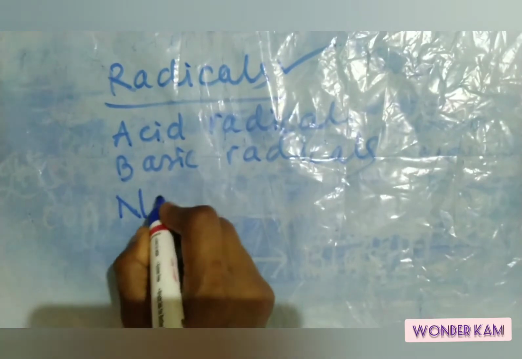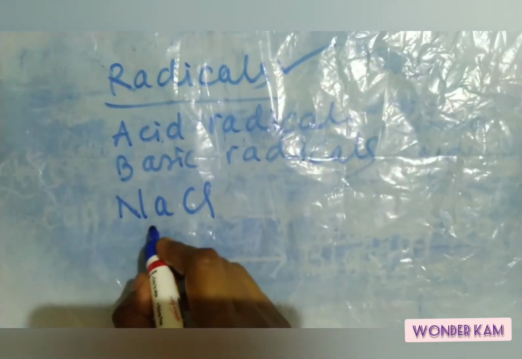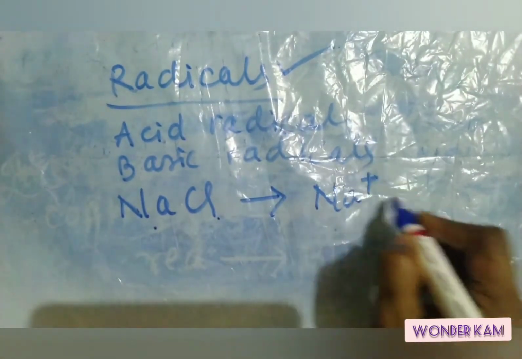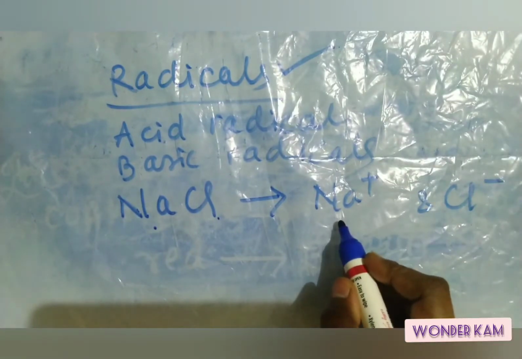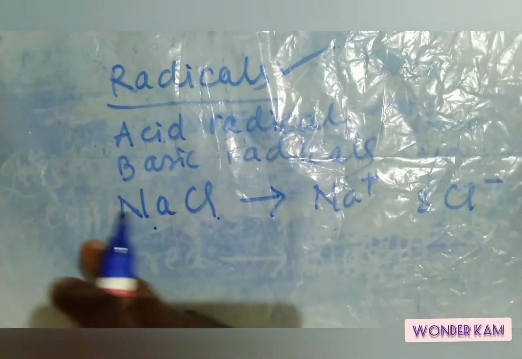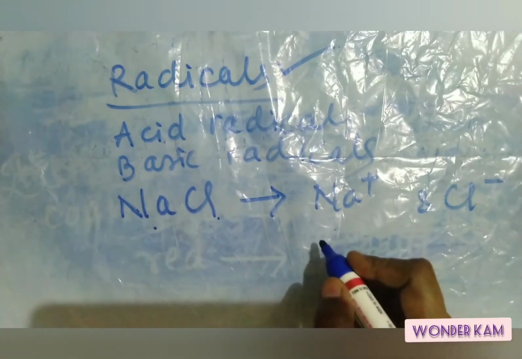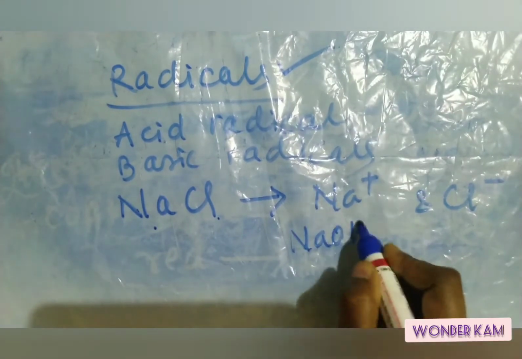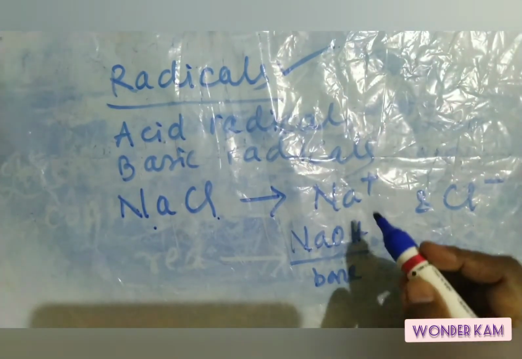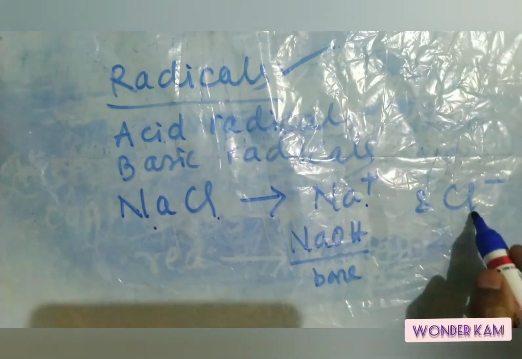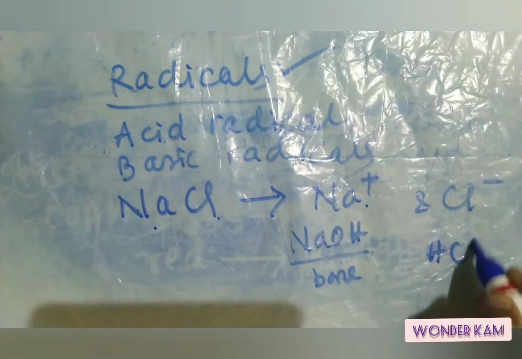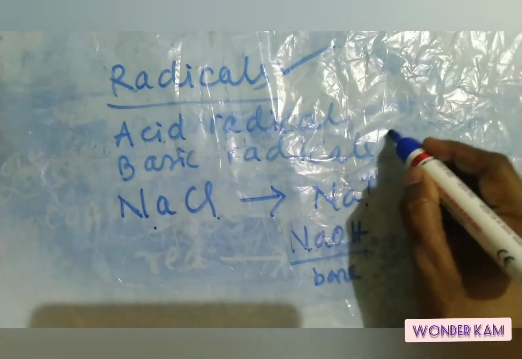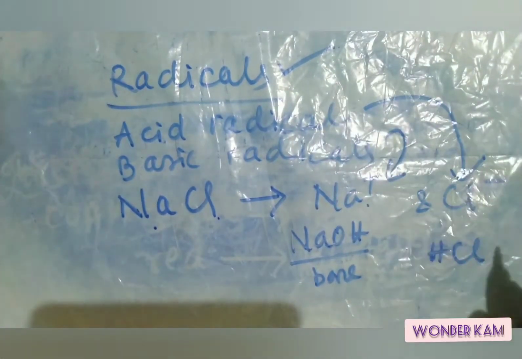Suppose we take one example, sodium chloride. Sodium plus and chloride minus. Sodium is the basic radical, because when acid and base react, we get this sodium chloride, and the sodium we get from sodium hydroxide, which is the base. Because it is derived from the base, this is the basic radical, and from hydrochloric acid we get the chloride ion. So this is the acid radical. Sodium is the basic radical, chloride is the acid radical.